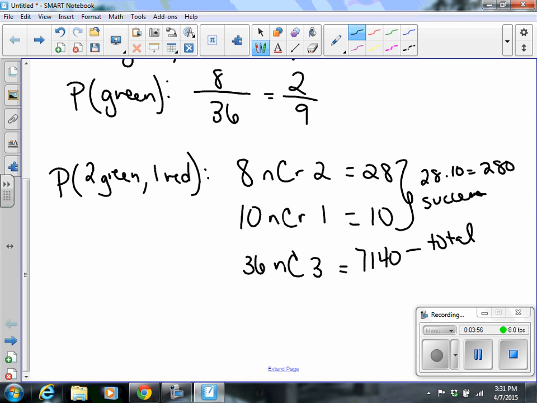So now for my probability, I've got 280 over 7,140. Again, if you can simplify this, go ahead and do so. So the probability is then 2 over 51.